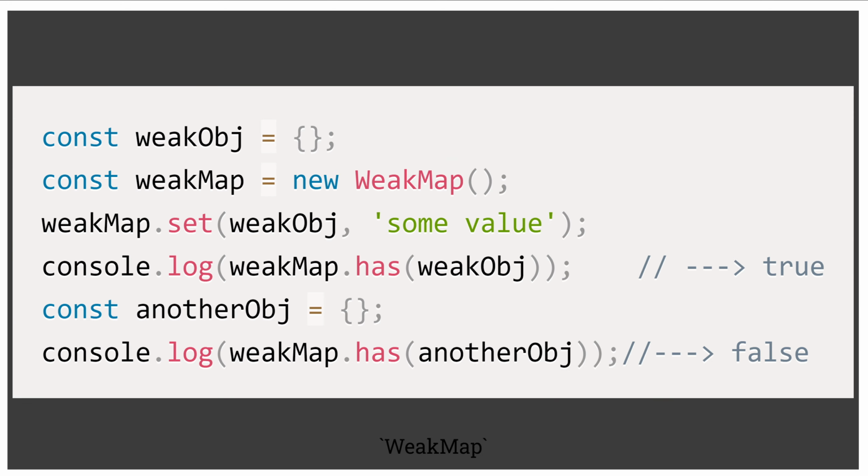9. Using WeakMap. Pros: Useful for memory-efficient key-value pairs where keys are objects. Cons: Keys must be objects, and it's not enumerable or iterable.